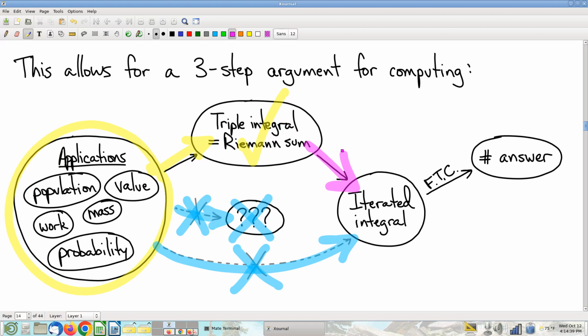So we have the same sort of 3-step process, right? If you want to compute whatever your application might be, population or mass or work or whatever, it's a 3-step process just like with double integrals, just triple integrals instead. Everybody see the sort of flow, why we need all three steps?